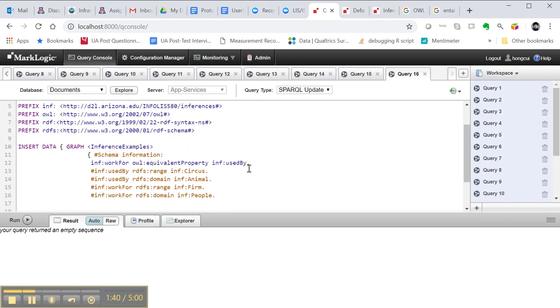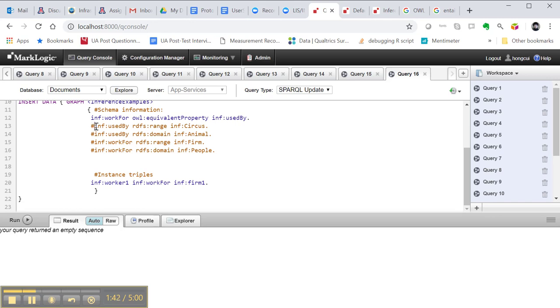Okay, but what if I actually have definitions for usedBy and workFor? I define the domain and range for usedBy. So I said the range of usedBy is circus, and the domain is animal. So with usedBy, basically, I want to say animals are used by circus. My workFor is actually saying people can work for firm.